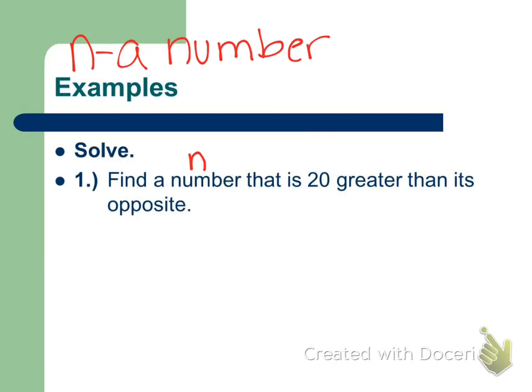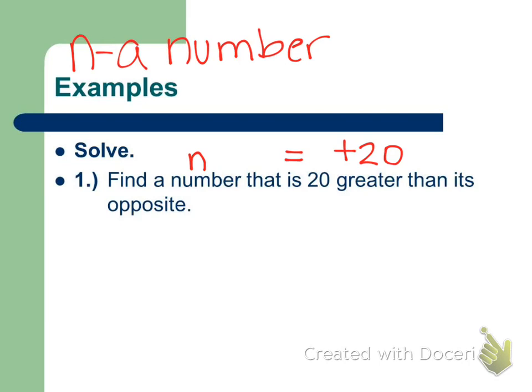That is, Nevaeh, what do we think of when we see the word is? Equals. Very good. That equals 20 greater than. Tariana, greater than makes us think of what operation? Addition. So we're adding 20. 20 greater than its opposite.